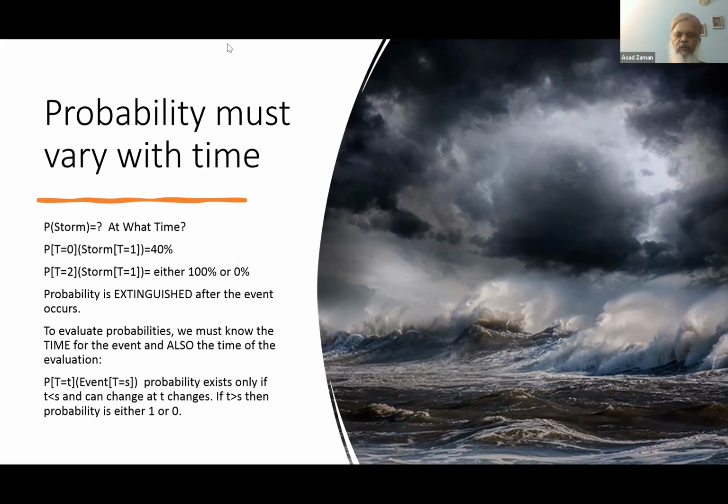So on day 2, you cannot ask about the probability of the storm because the event has already taken place. So probability exists before the event and is extinguished after the event. And to evaluate the probability, we must know the time at which you are evaluating the probability. So this is something which is not mentioned in any of the standard theories of probability.